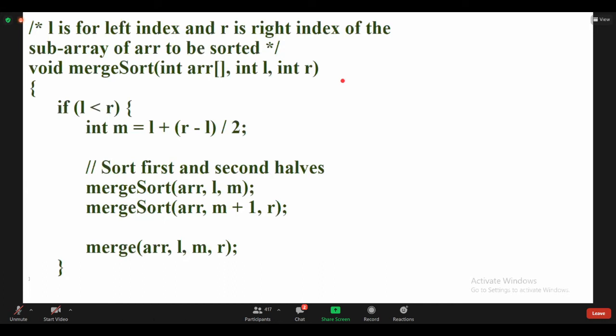Next, call the merge sort for the first element to the middle element, the left side part, the first part. Again, call the merge sort for the right side part. Right side part means starting from the first element, middle plus 1, to the rightmost element. We have seen this in the example.